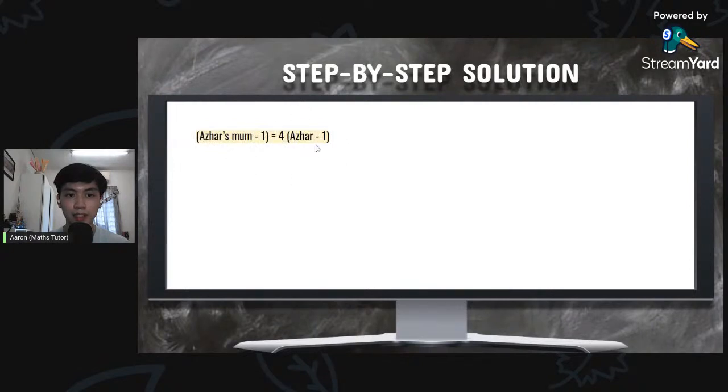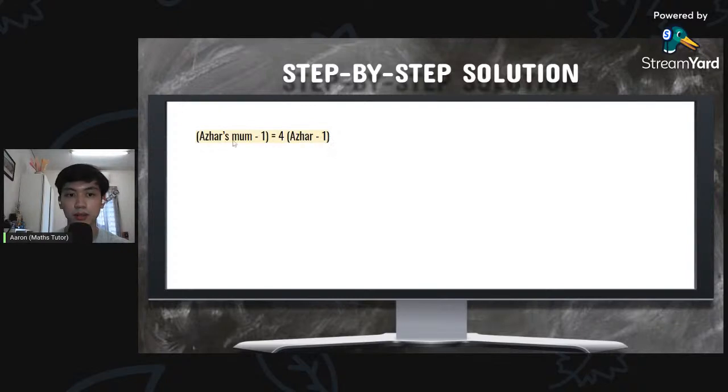Okay, but it just now says last year. Okay, tahun lepas, kita nak tolak satu. We need to minus 1 year because it's last year. If your age this year is 17, let's say, then last year was 16, so you need to minus 1. So Azhar's mom minus 1, umur dia nak tolak satu. Umur Azhar juga nak tolak satu.